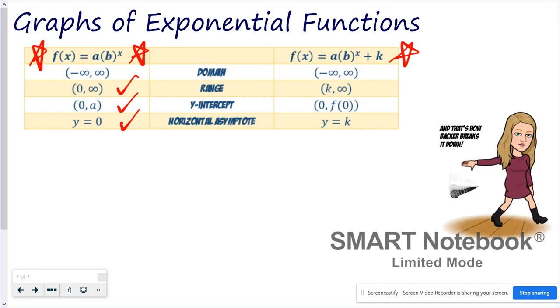In those exponential functions with a vertical shift, your range becomes k to infinity. You need to calculate your y-intercept: evaluate f of 0, plug in 0 for x, and calculate. And then the horizontal asymptote is the line y equals k.